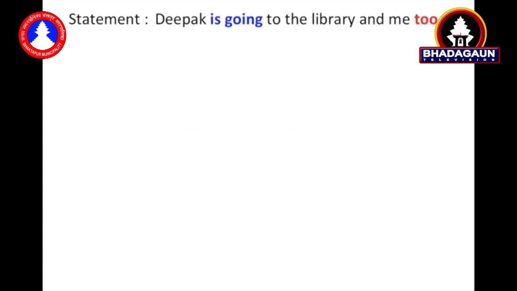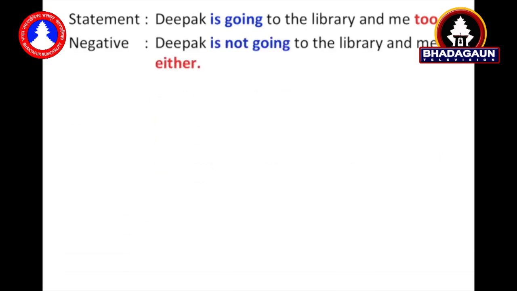Okay, let's take another example again. Deepak is going to the library and me too. And here again we have too, and its negative is Deepak is not going to the library and me either. And not is used next to is, and too is changed into either.